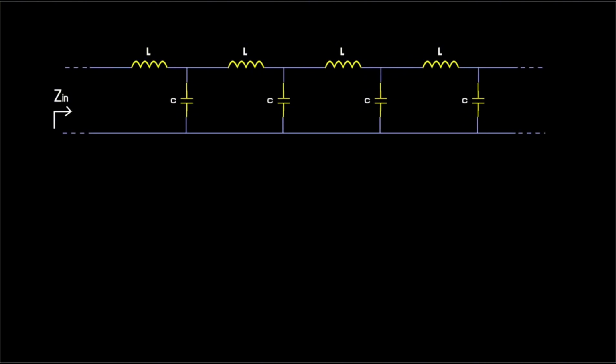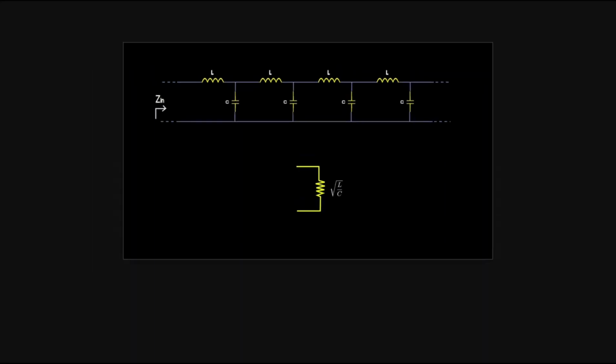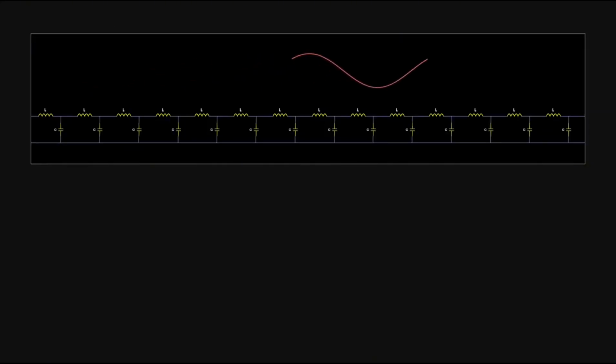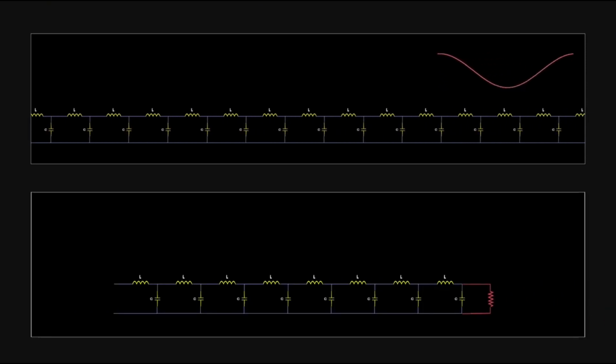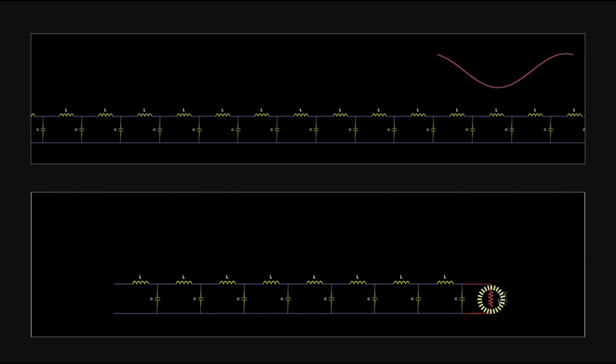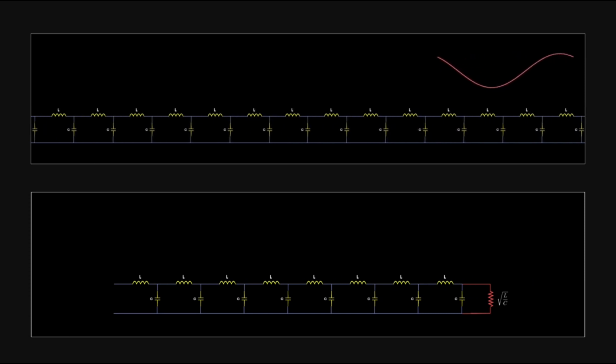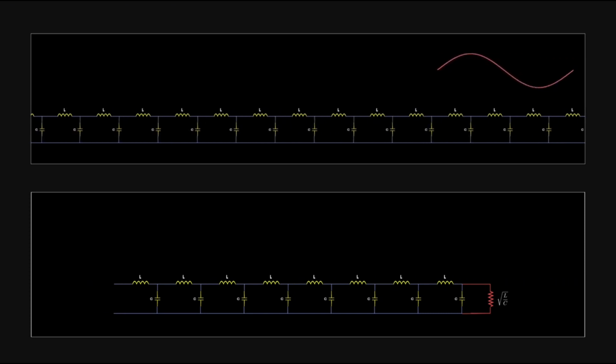Now, we started with lossless elements, inductors and capacitors, and ended up with a real impedance. Does that mean that the lossless transmission line dissipates energy? Actually not. The circuit is made up of lossless components. We have two scenarios here. If the line is infinite, the signal will travel through it indefinitely. It is dissipated from the generator perspective. If the line is terminated by a resistance equal to the characteristic impedance, the signal travels through the wire and gets dissipated in the load. In both cases, the generator feels like it is injecting the signal into a resistance equal to the characteristic impedance.